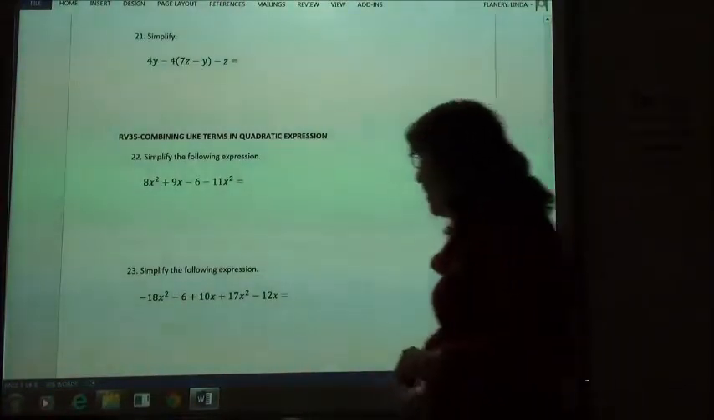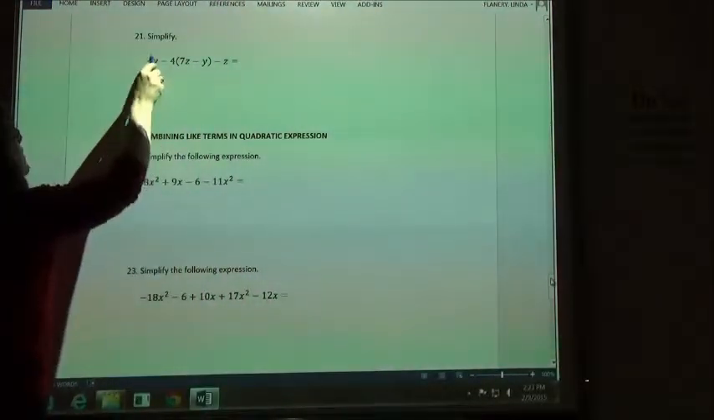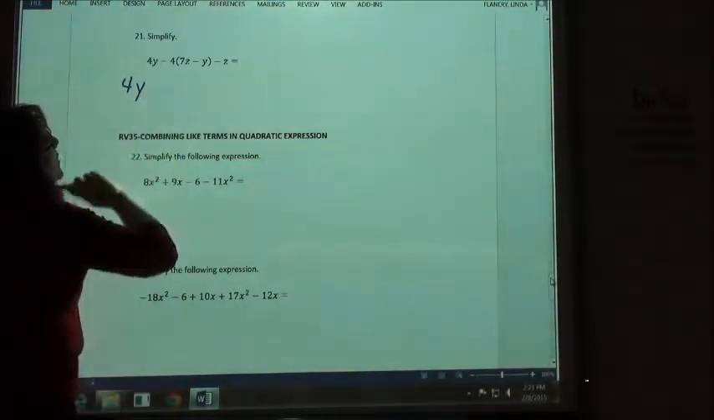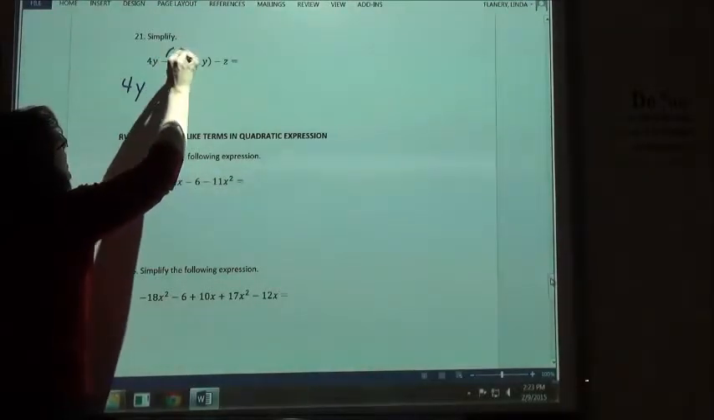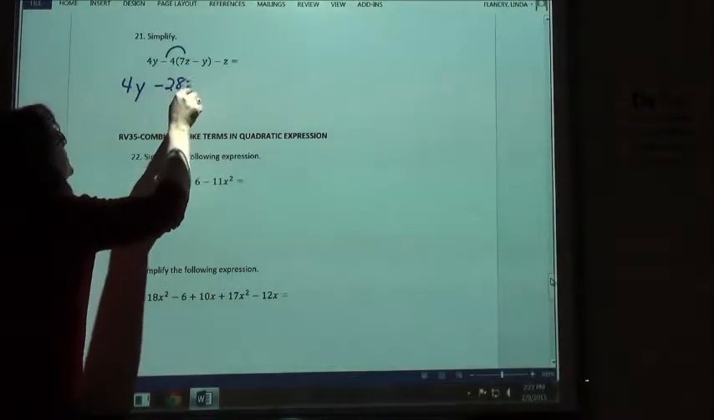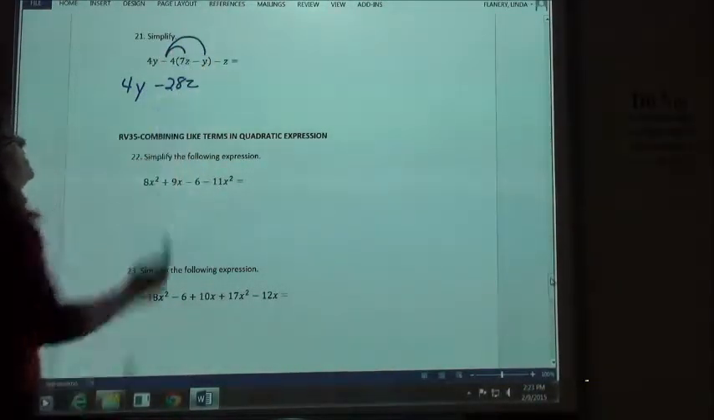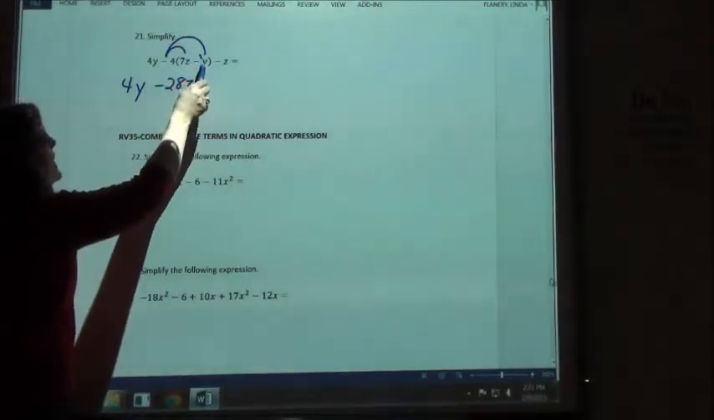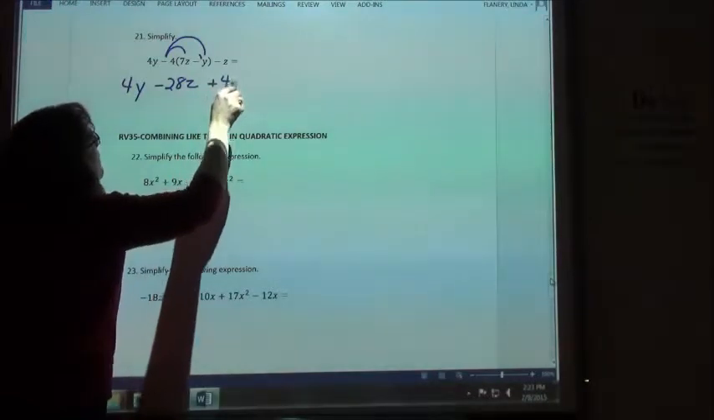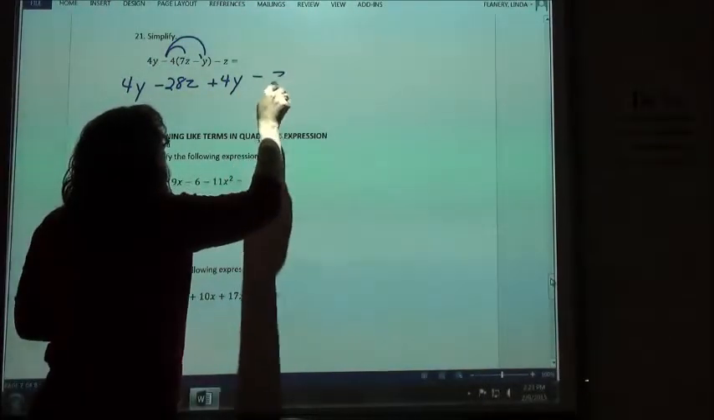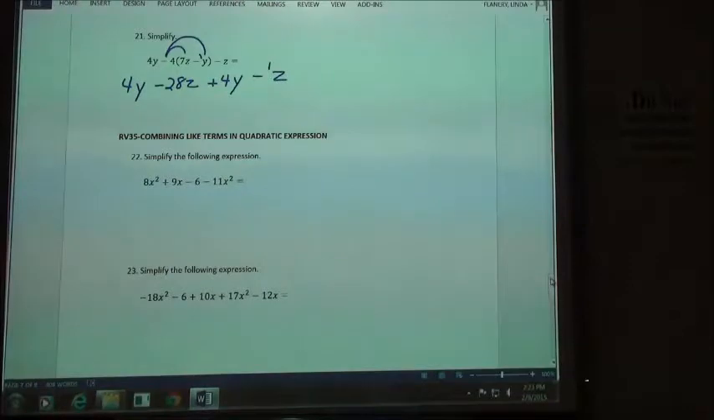Number 21, same kind of thing, getting rid of my parentheses. This is in front, so I'm just going to bring down the 4y. Then I'm going to multiply, writing the sign of my answers only. Negative 4 times positive 7z, negative 28z. A negative 4 times a negative y. Again, if you need to, put a 1 there. Negative 4 times negative 1 is a positive 4y. Negative times a negative is a positive. That minus z comes down. Again, if you have a hard time remembering, minus z is minus 1z.